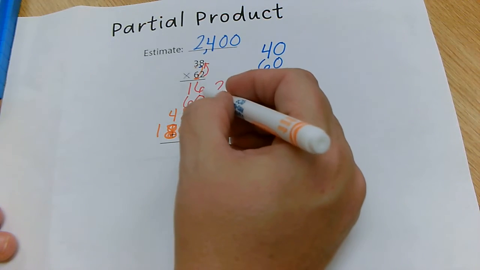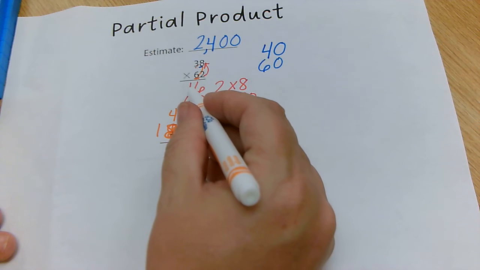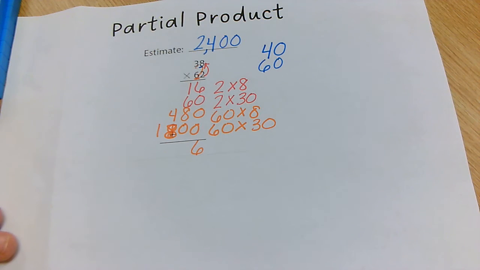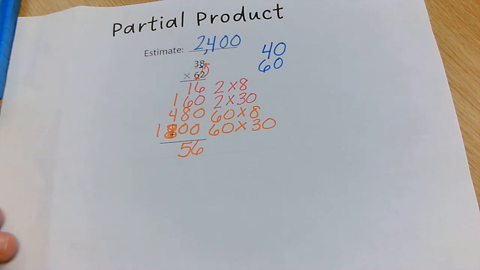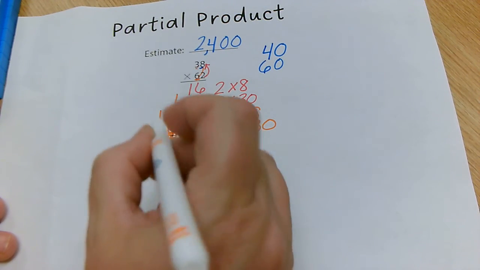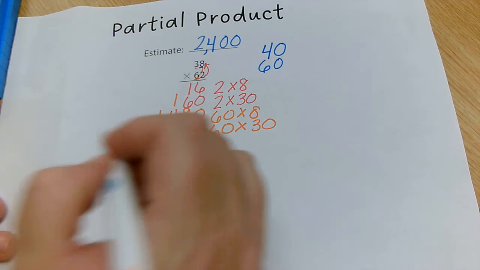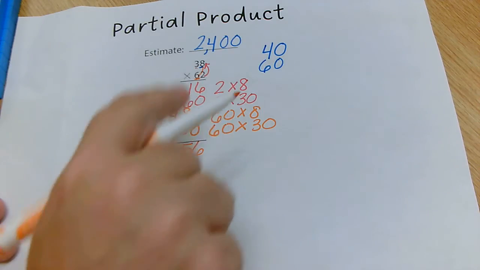Now I'm going to add. 6 plus all these zeros would just be 6. 1 plus 6 is 7. 7 plus 8 is 15. 5, carry my 1 to the top. 1 plus 4 plus 8 is going to give me what? You should say, well, 8 plus 4 would be 12, plus 1 would give me 13. And then 1 plus 1 is 2. So my answer is 2,356, right?